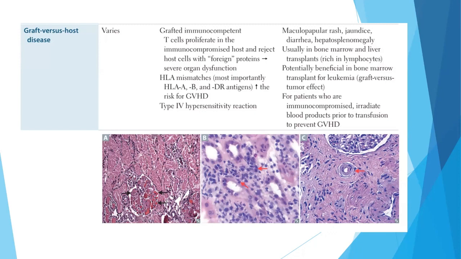The patient complains of maculopapular rash, jaundice, diarrhea, hepatosplenomegaly. It is usually seen in bone marrow and liver transplants, the GVHD. And it is potentially beneficial in bone marrow transplant for leukemia. But for patients who are immunocompromised, we need to irradiate the blood products prior to the transfusion to prevent graft versus host disease.